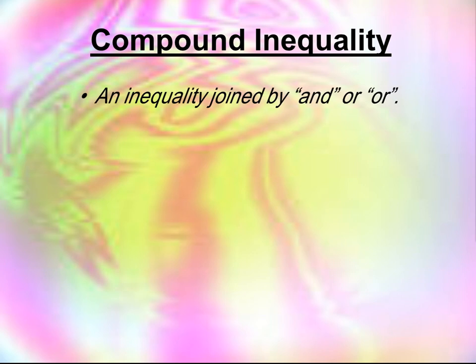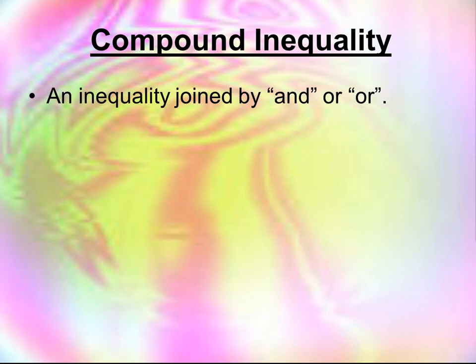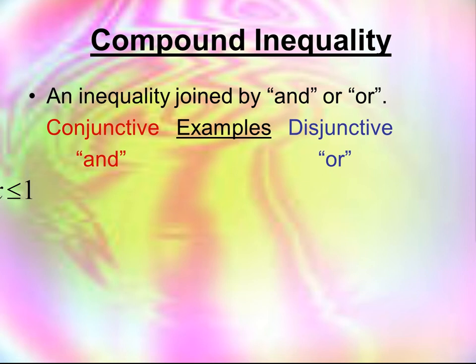Okay, compound inequalities. Compound just means more than one, right? So we can have two different varieties of compound inequalities. We can have and inequalities or or inequalities. And inequalities technically are called conjunctive, and or inequalities are called disjunctive. So here's an example of an and inequality. They always look like this. The x is trapped in the middle, and it's got two boundaries.